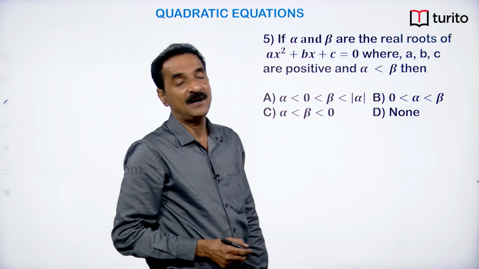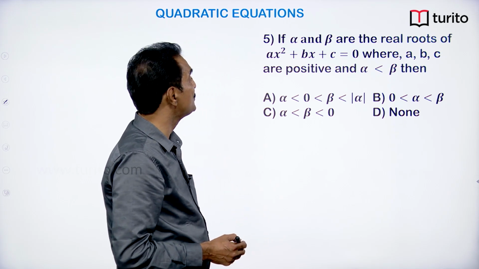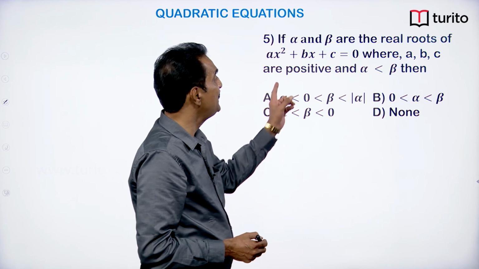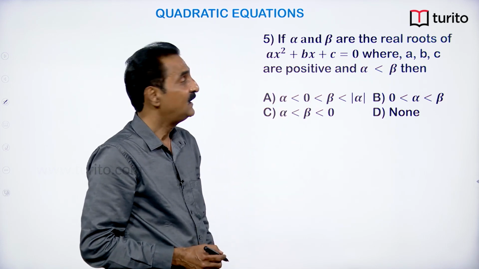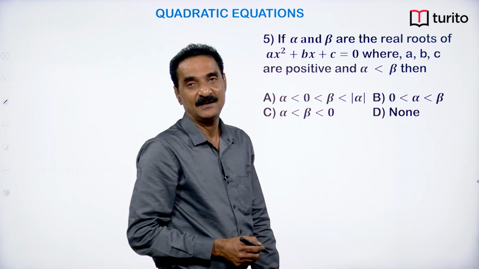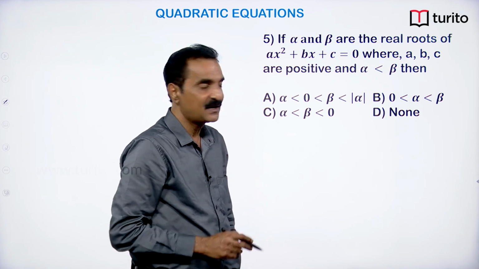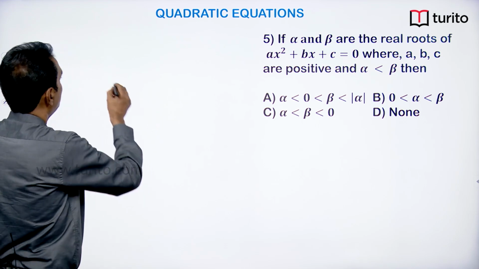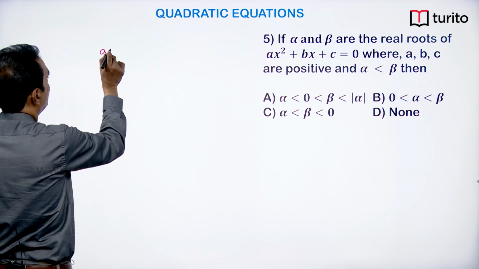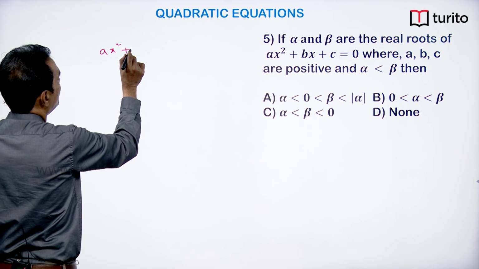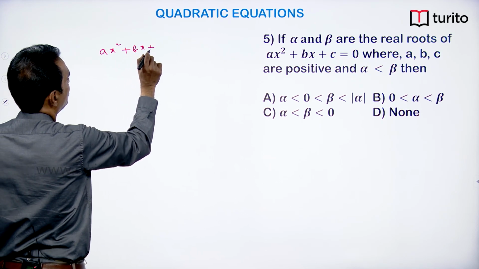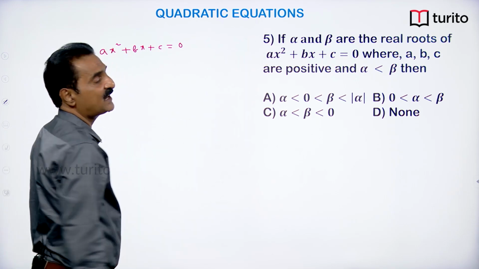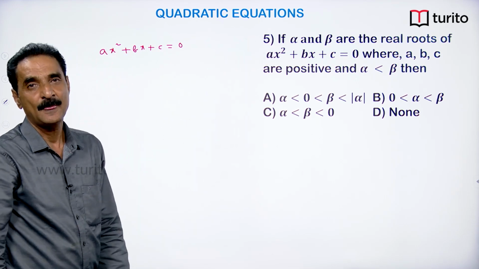If alpha and beta are the real roots of ax square plus bx plus c is equal to 0, where a, b, c are positive and alpha is less than beta, then which are correct? First, it is already given that the roots are real. Given that the roots are real, so no need to check the discriminant.